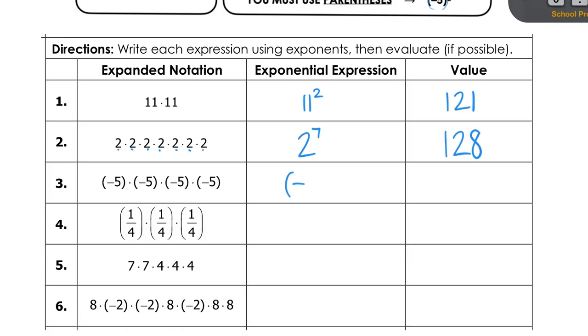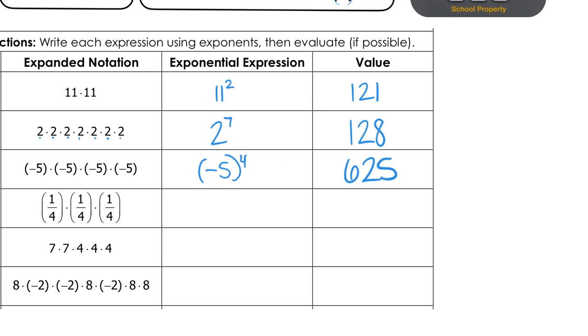Okay, same thing for the rest of these. This one would be negative 5 to the 4th power. And if you type that in correctly, it should tell you that it is 625. Once again, make sure you're using parentheses here. If your calculator told you that it was negative 625, that's probably because you typed it like this.